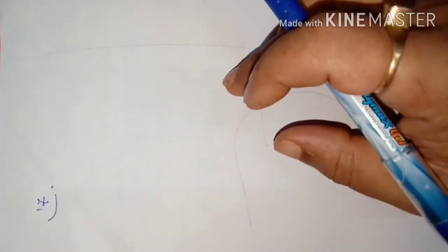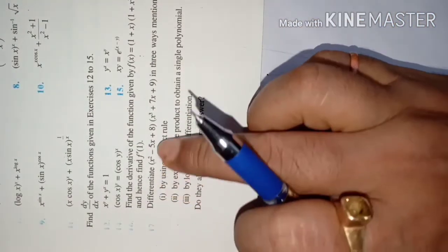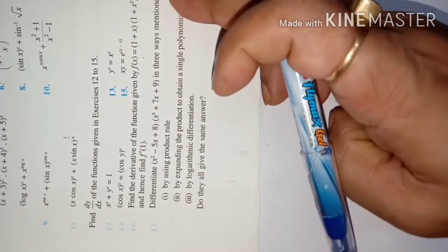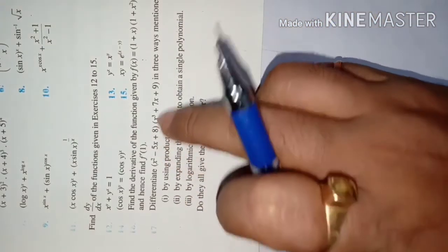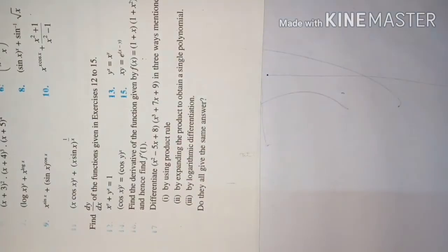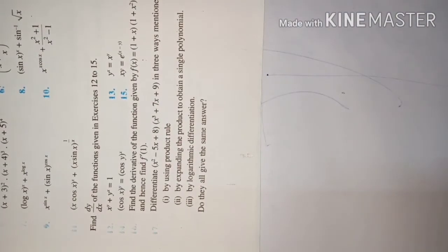Let us take question number 17. Here it is given, differentiate this product in 3 ways mentioned below by using product rule. First we will consider this one as U, this one as V. Let us solve it by using product rule.